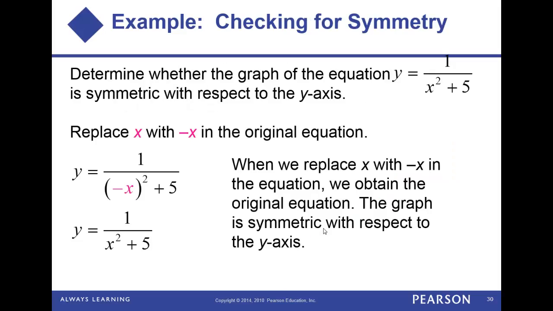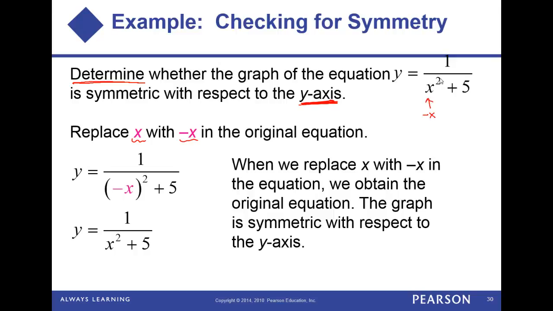Alright, let's look at an example here. How do we determine whether the graph of the equation y equals 1 over x squared plus 5 is symmetric with the y-axis? So remember, the y coordinate is going to remain the same. What's going to change is the x coordinate. And again, we're just testing. We're determining whether this is true. So here's what we do. We plug in a negative for the x.